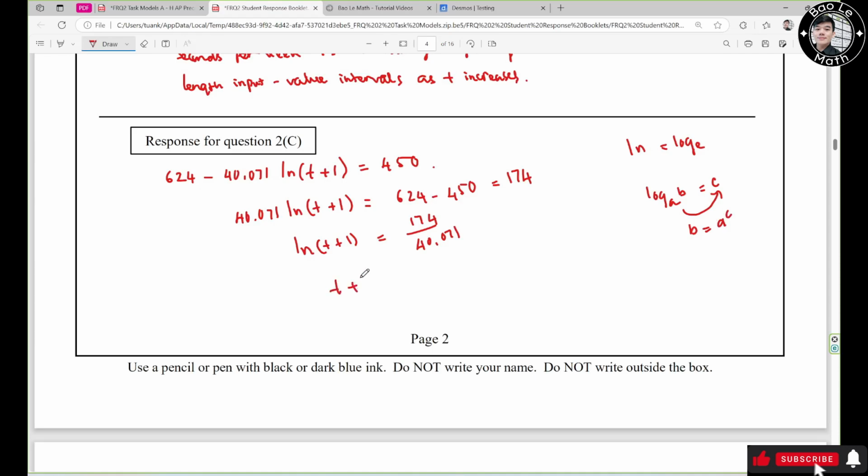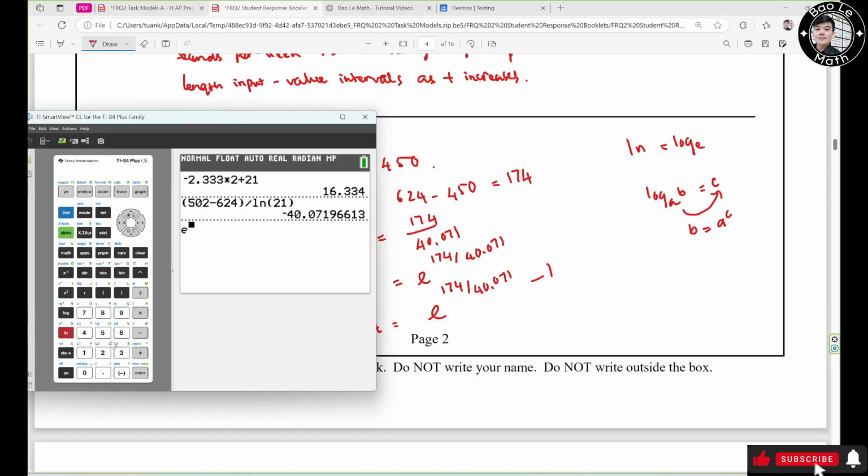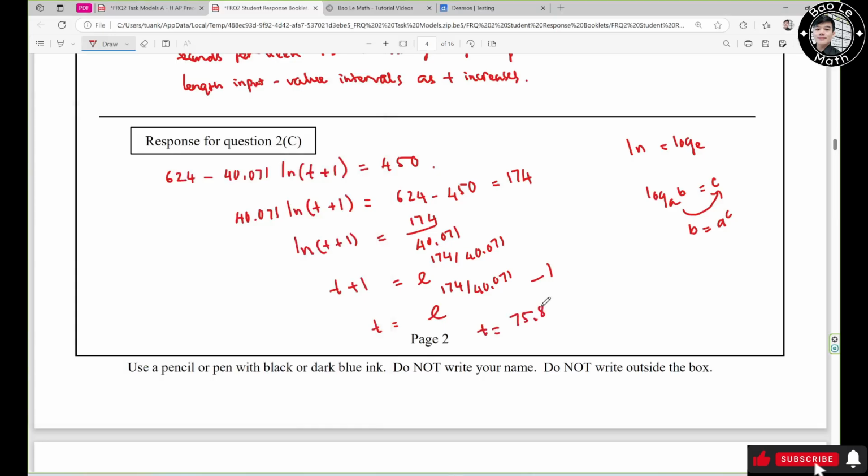So I have t plus 1 equals e to the power of 174 divided by 40.071. Now I need to subtract 1 from both sides, so t equals e raised to the 174 over 40.071, minus 1. So I pull up the calculator: e raised to the 174 divided by 40.071, and then subtract 1. So it's going to be 75.883. So t equals 75.883. Now the domain should be 0 to 75.883.